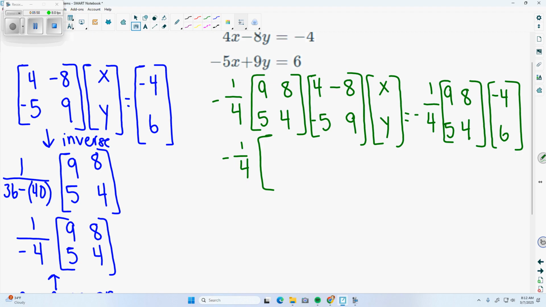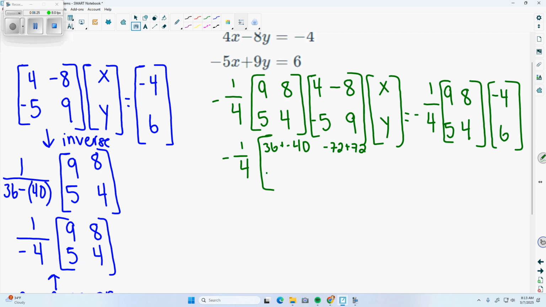Okay, so we have that 9 times the 4 to get 36. We're going to add to that 8 times negative 5 to get that negative 40. Okay, then I take that 9 times negative 8 to get negative 72. 8 times 9 to get positive 72. Okay, row by column. Now I'm on to the second row.